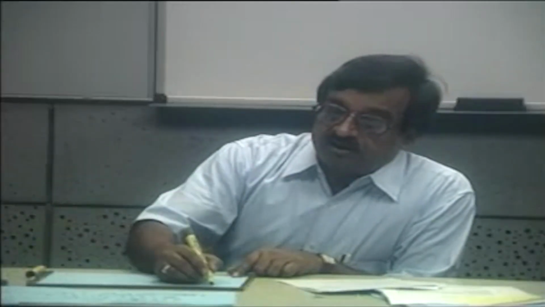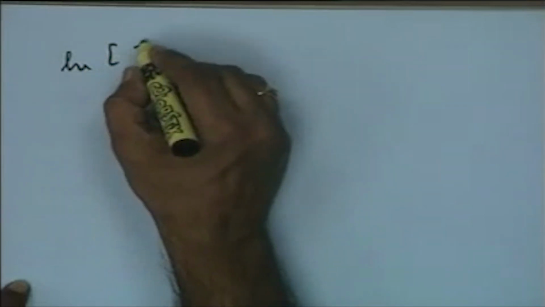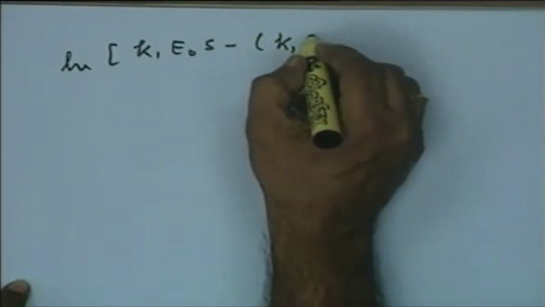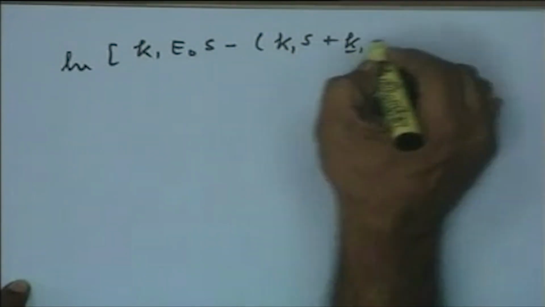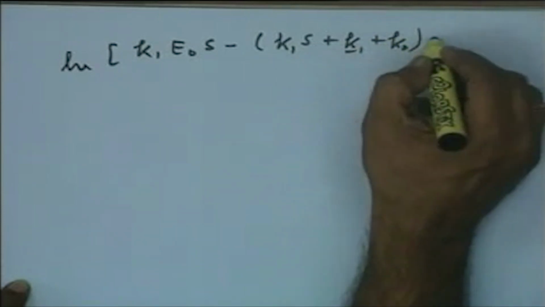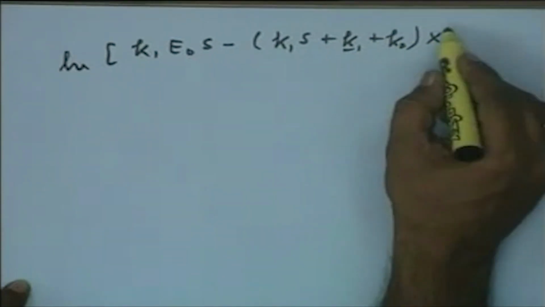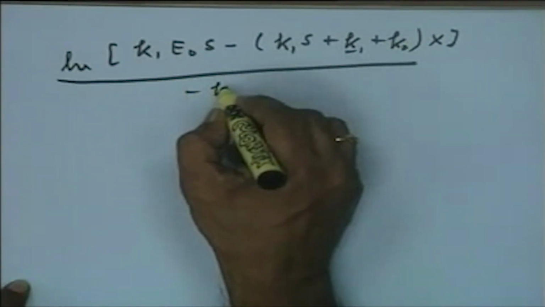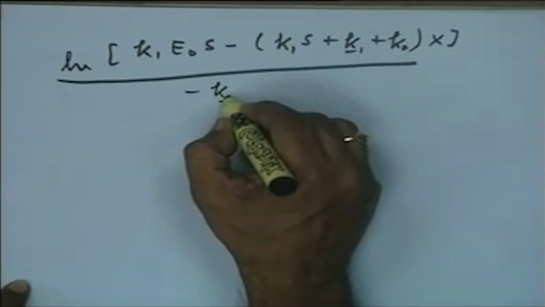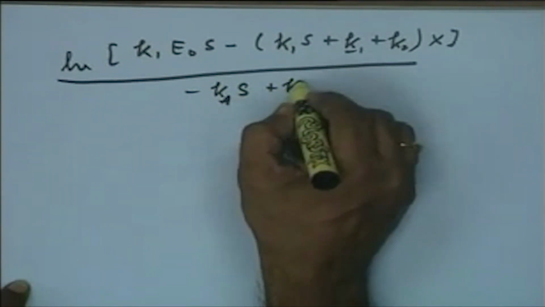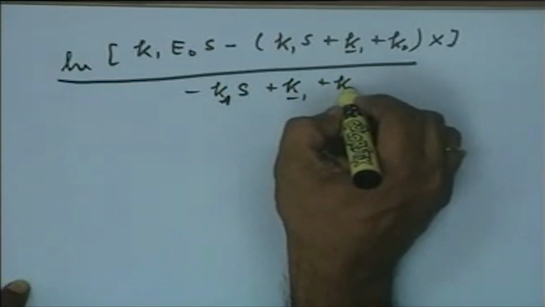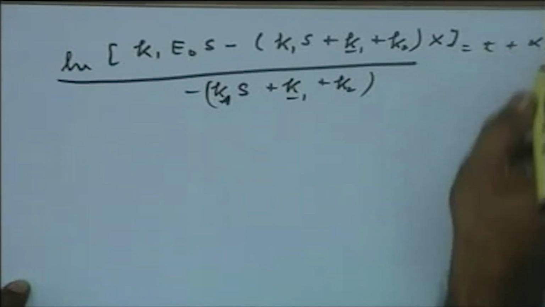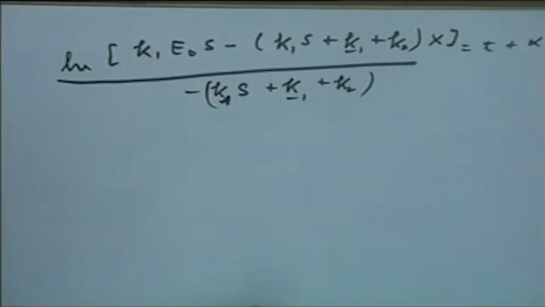will be, the solution will be ln of K1 E naught S minus K1 S plus K minus 1 plus K2 X, upon minus K1 into X plus K minus 1 plus K2, that is equal to T plus alpha. Let us say alpha is the constant of integration.